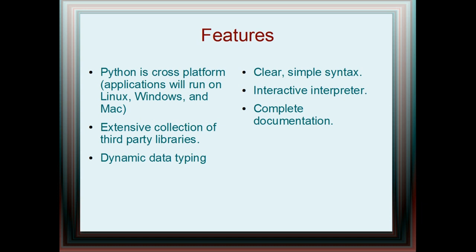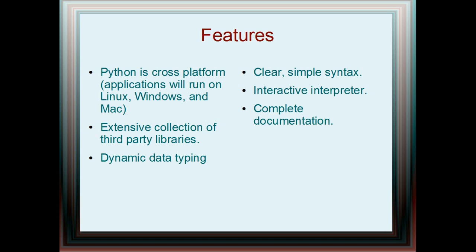Python also has an extensive collection of third-party libraries that are well documented and supported in order to extend the functionality of Python for nearly any available task. In contrast to other programming languages, Python has a dynamic data typing system, which makes dealing with data in Python simple and much easier to understand than within many other languages. Python code is clear and simple to read in comparison to other programming languages as well.